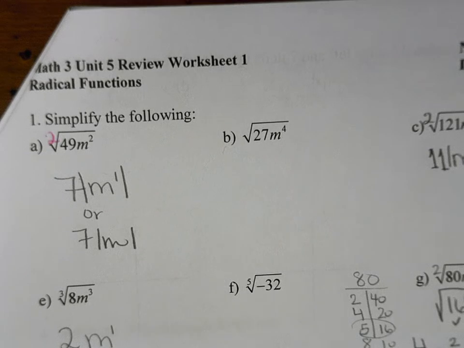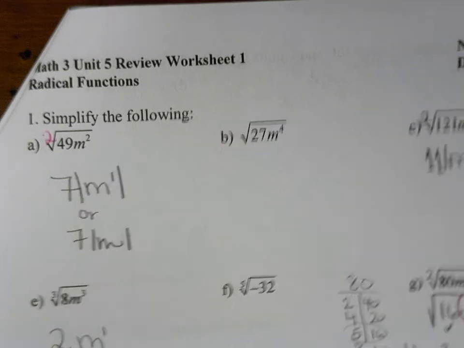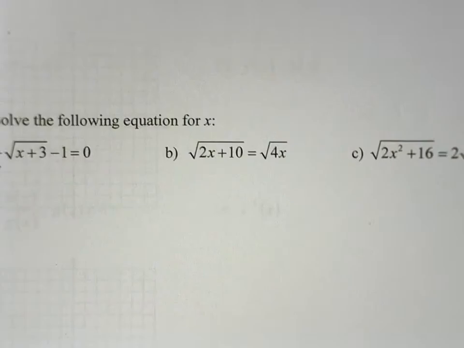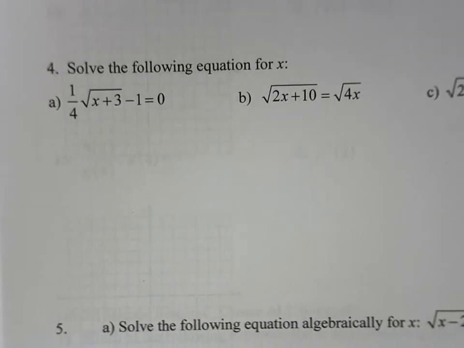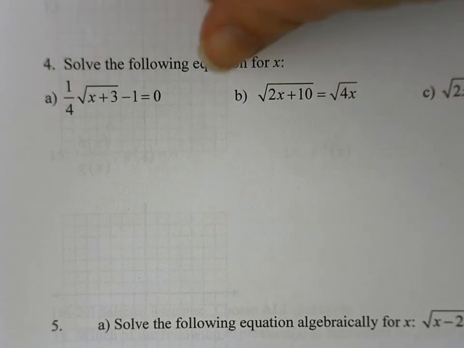Okay, so this is the second part of Unit 5 review worksheet number 1. So I'm going to jump to question number 4 and then solve each of these. So for question number 4, we want to solve for x.